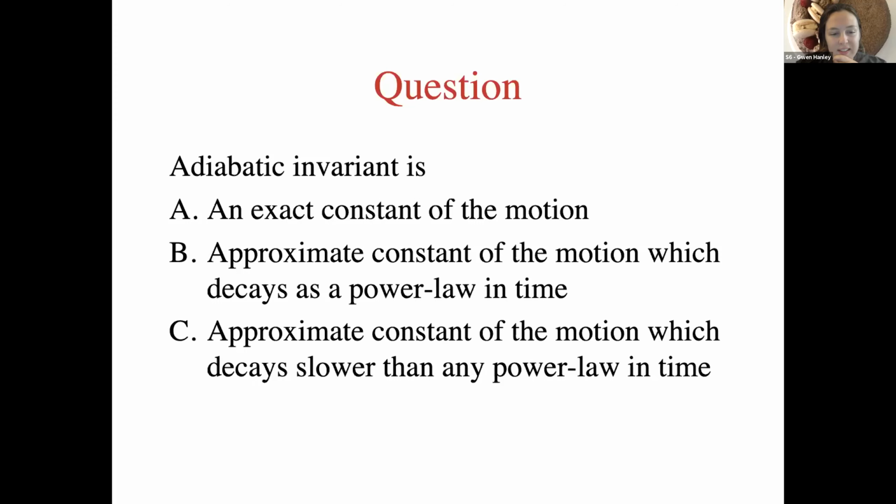I think it's C. I mean, I'm pretty sure it's not an exact constant of the motion, and I think it decays slowly. I'm not 100% sure about slower or faster than any power law. But I think it's slow. Yep. Any more answers? Well, I agree with Gwen. I thought it can be A, and that the constant will change with different ellipses. Because the area of the ellipse will become time dependent.